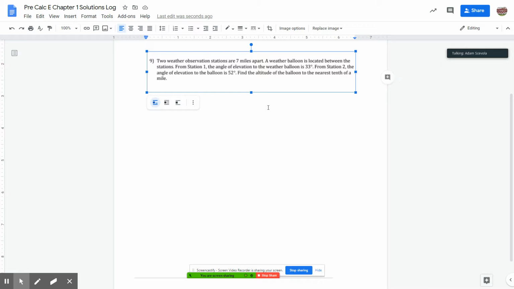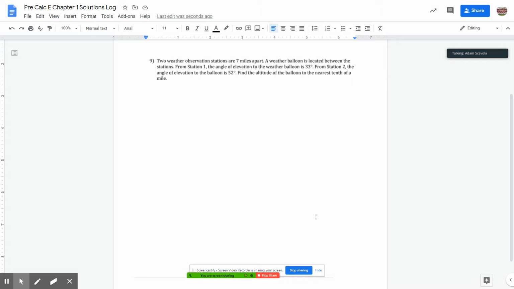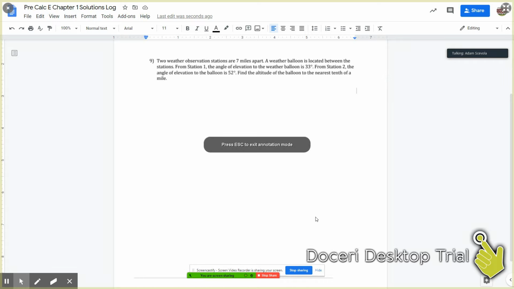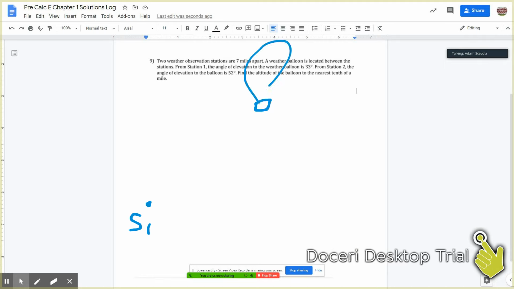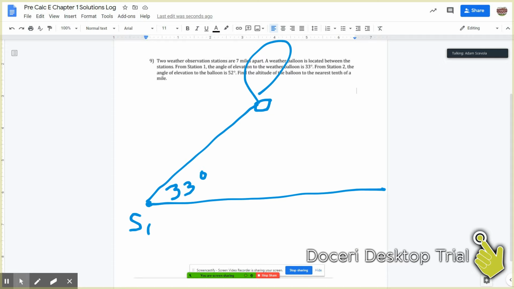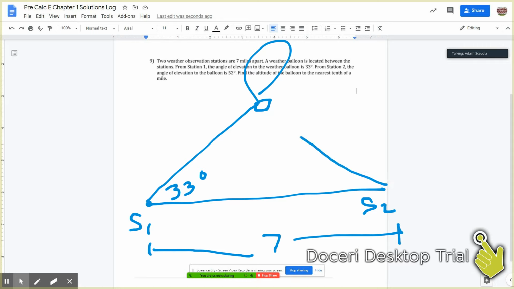So let's draw this out. They're 7 miles apart. So station 1, we'll call this S1 here. And here's a weather balloon. So the angle of elevation, always formed with the horizontal line, is going to be 33 degrees. And they're 7 miles apart, so we'll call this whole thing 7 here. Okay, here's station 2. And from that other one, the angle of elevation is 52 degrees.